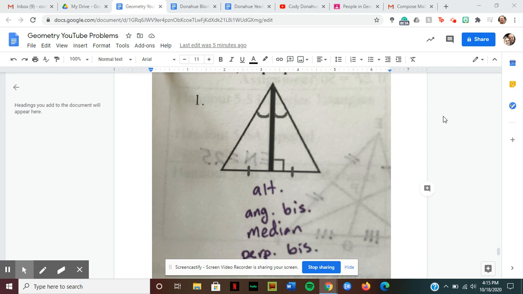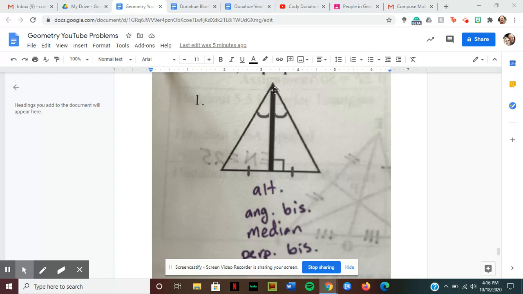All right, so 5.6b, we're still talking about special segments in triangles. So we're given this figure right here, and we're asked to determine if this solid black line, that's a little bit thicker than the rest of them, can be classified as an altitude, an angle bisector, a median, a perpendicular bisector, or none of the above. So let's look at this one.